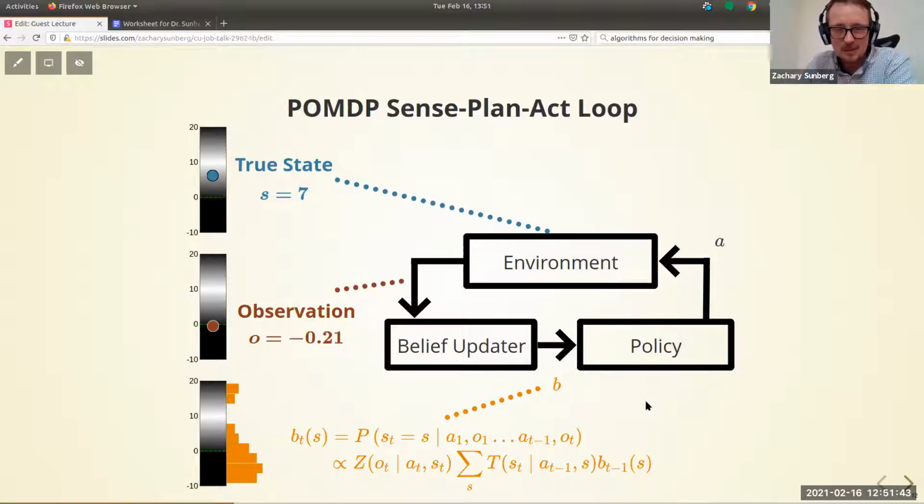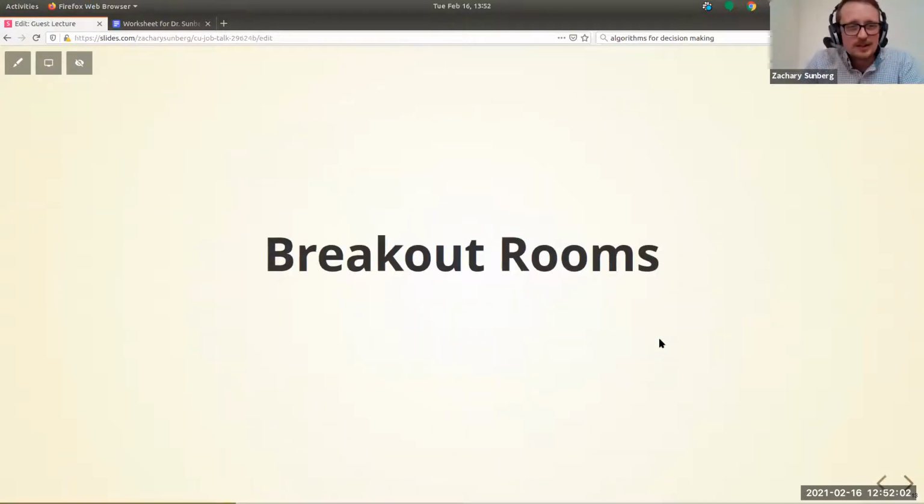We're going to jump into breakout rooms for a couple minutes just to talk about some of the aspects of a POMDP. I didn't talk at all about the second half of the lecture, which is how do you come up with these policies? So let's hop into breakout rooms. I'm not sure if you can do that, Sylvia, maybe 3 or 4 people per breakout room. Okay.